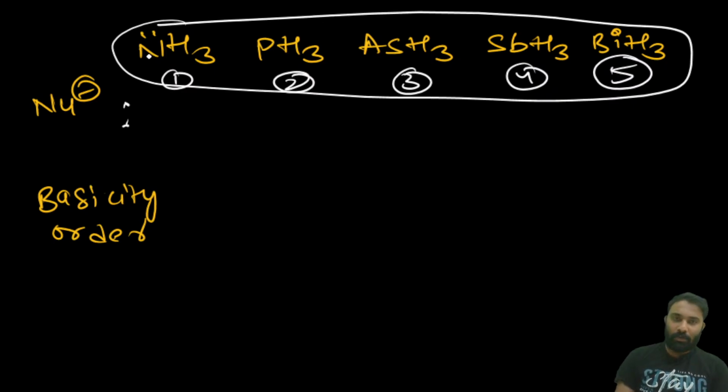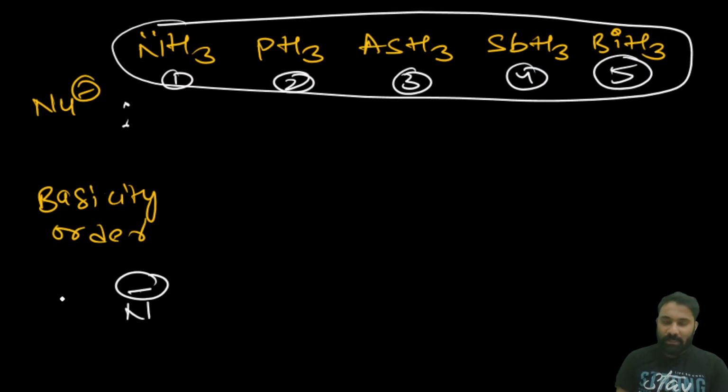Because nitrogen being the smaller size, this nitrogen lone pair of electrons will be very near to the nucleus. Due to that, its polarizability is less, whereas down the group it will be more polarized or polarizable.